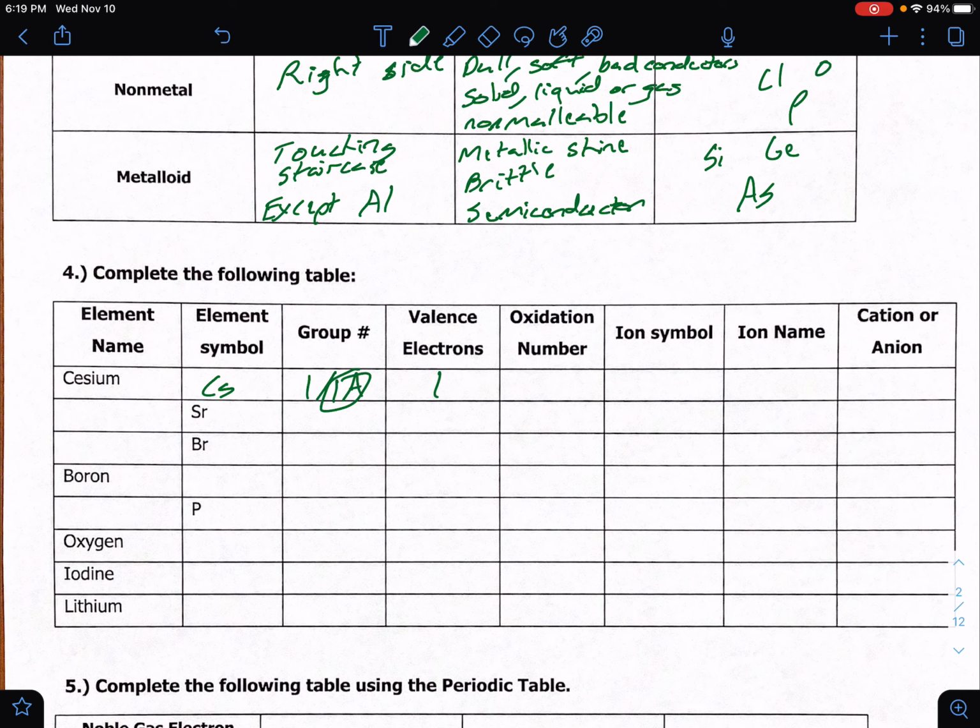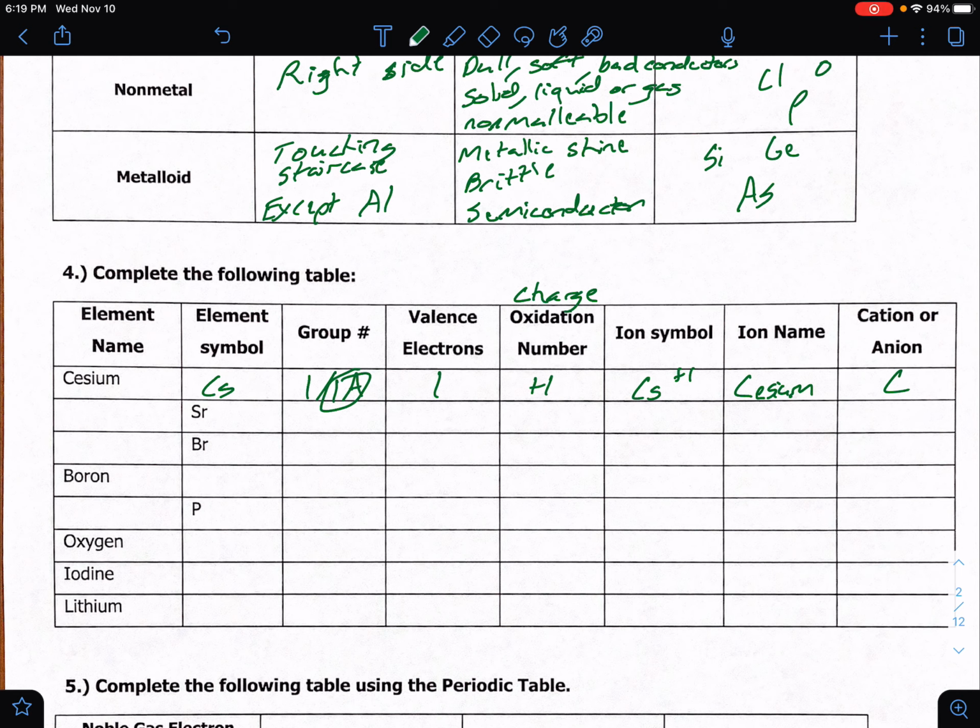The oxidation basically means the charge. We just talked about the charge, so the charge for group 1 would be +1. The ion symbol is simply writing out the element abbreviation with the charge, so Cs+1. For the ion name, remember when we do our naming, if it's a cation, meaning it's positive, we don't change the name. So this one is just going to be cesium. Is it a cation or anion? Since it has a positive charge, it is a cation.